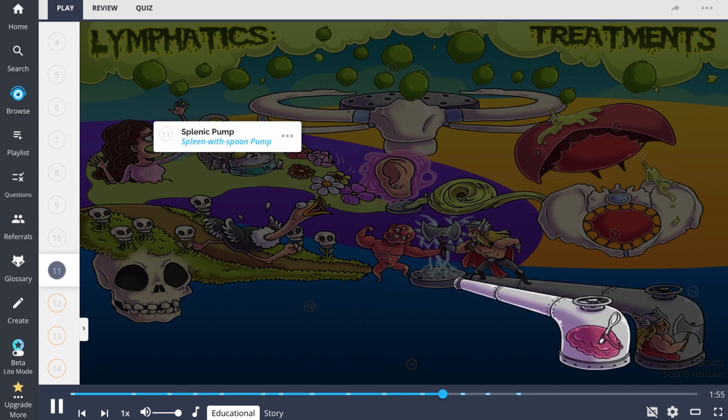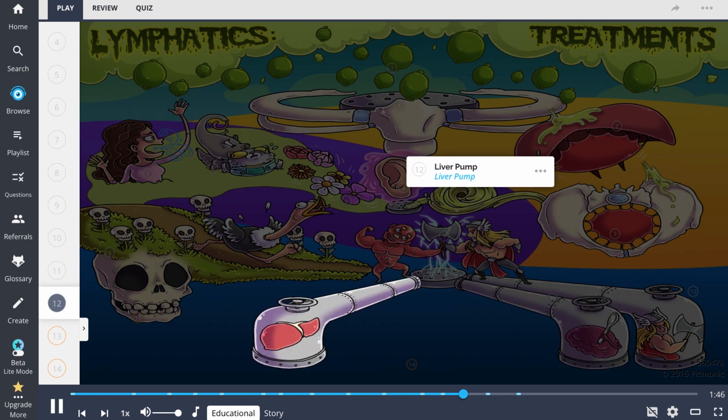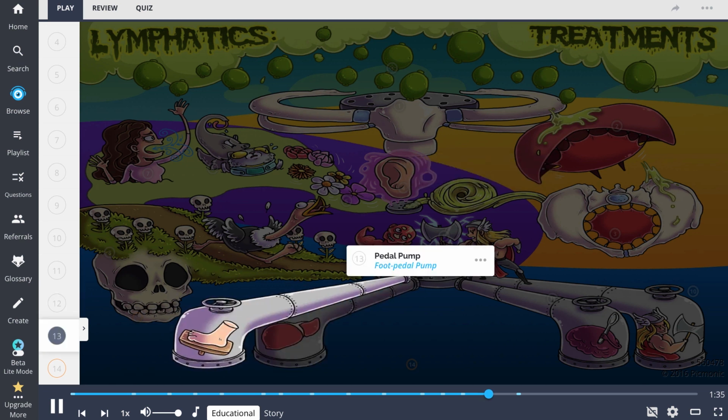The splenic pump is a technique seen as the spleen with spoon pump, where the clinician applies gentle force to the spleen to assist with immune cell circulation. Next, we see the liver pump compressing lime juice at its maximum capacity. The liver pump occurs when the physician compresses the liver in conjunction with the respiratory cycle to assist in vascular congestion. Our last pump is the pedal pump, illustrated in our Picmonic as the foot pedal pump draining lime juice to the earth. In this motion, the patient's feet are locked in dorsiflexion and rhythmic force is applied to the patient to promote lymphatic return.